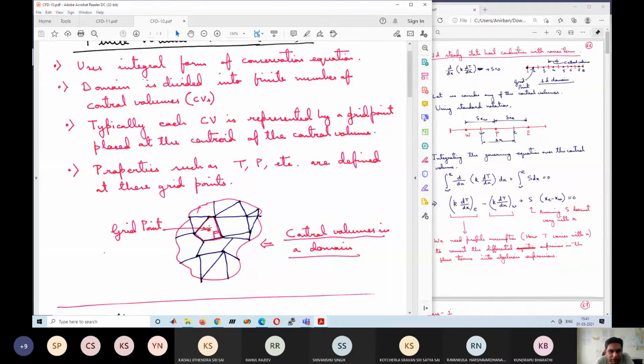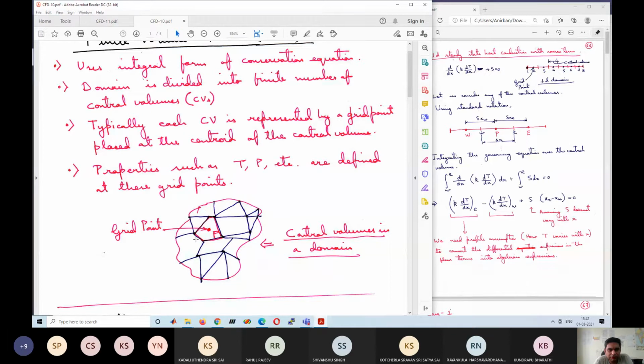So say the value of temperature at P, then the value of temperature at the neighboring grid points. So in terms of the grid point and these neighboring grid point values, we write like this, so that ultimately we have a set of algebraic equations, one for each control volume. So we have for the entire domain a large number of equations which can be solved simultaneously to obtain the variable values.